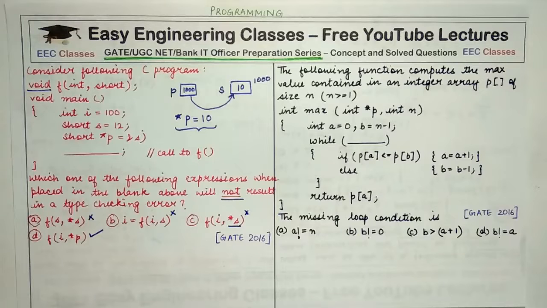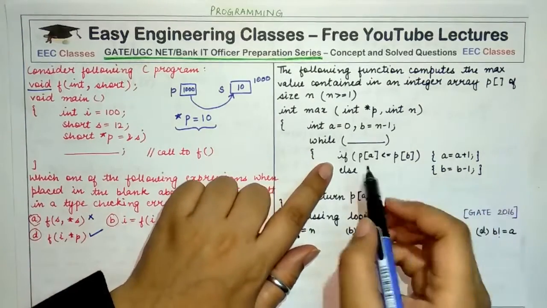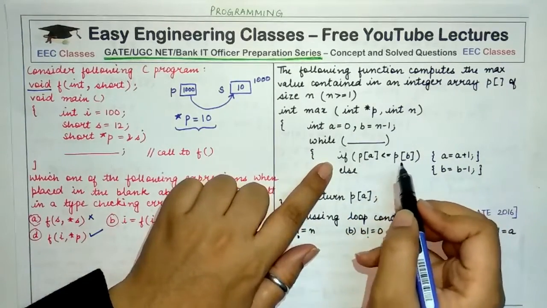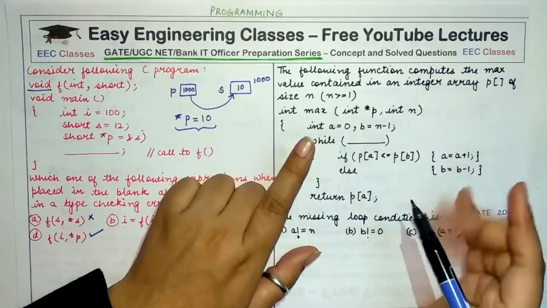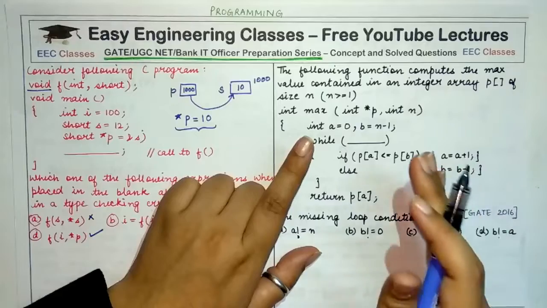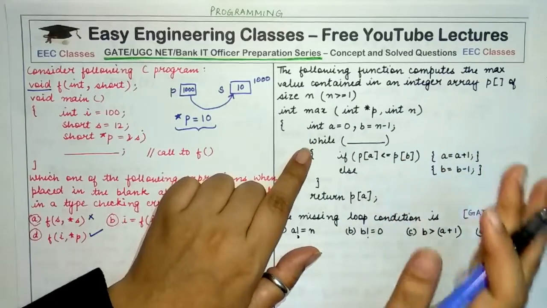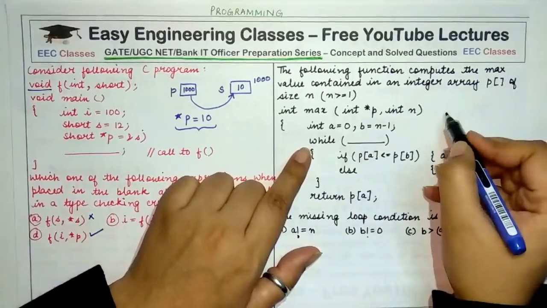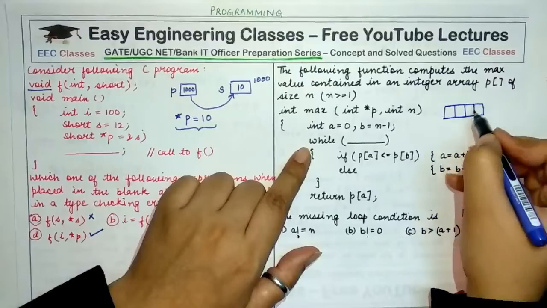Basically this function computes the maximum value of an integer array. At each iteration it compares two values, and if a certain value is greater, it increments one of the pointers, and otherwise it increments the second pointer. So if you are given an array, I am writing a dummy array like this.